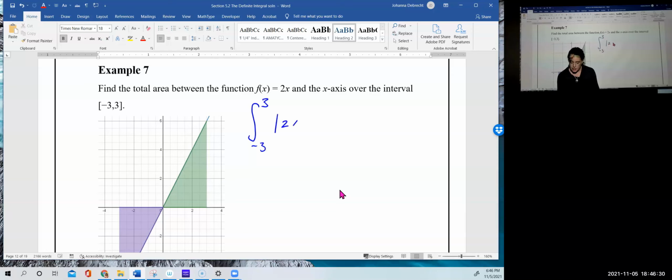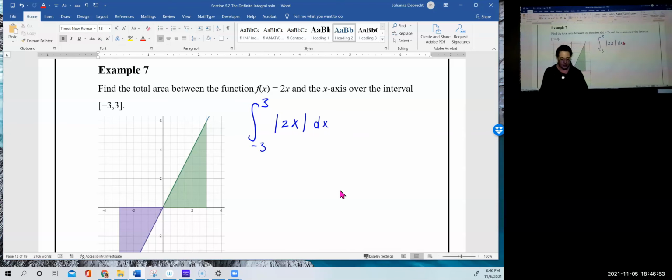That means because I'm looking at total area, I need to put my integrand into absolute value. The differential does not go into the absolute values, just the function itself, which is the integrand. This will represent the total area, the region that needs to be shaded, whether it's green or purple.